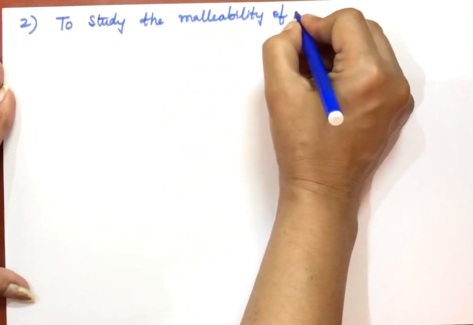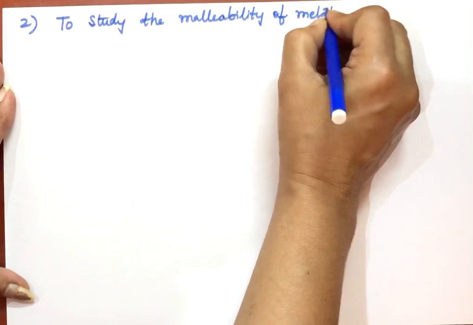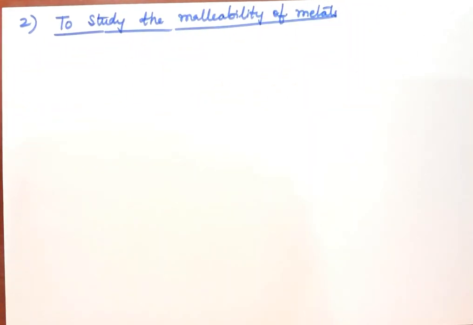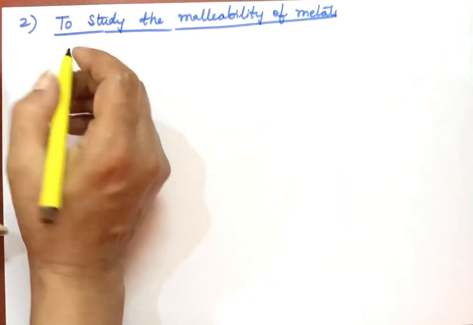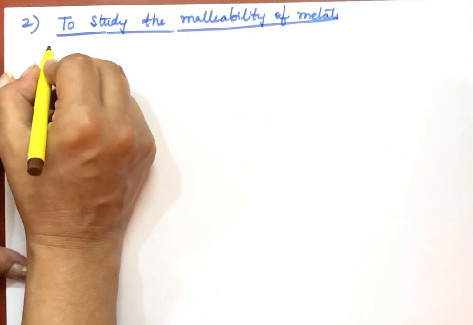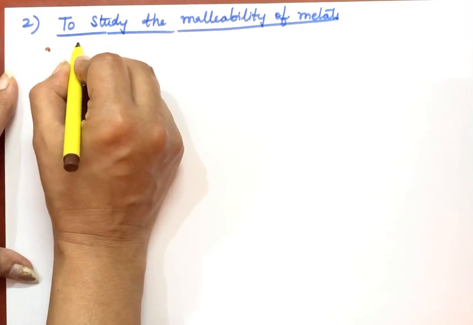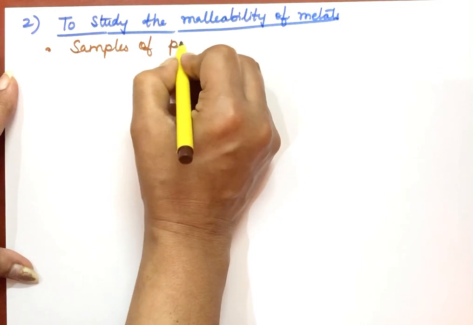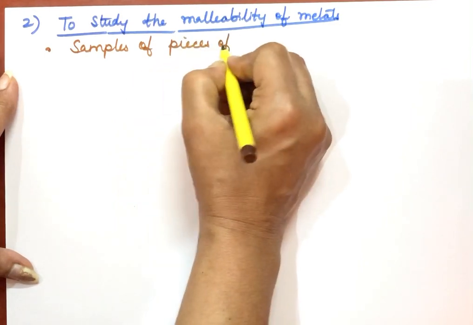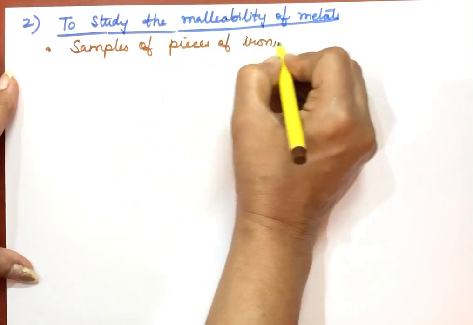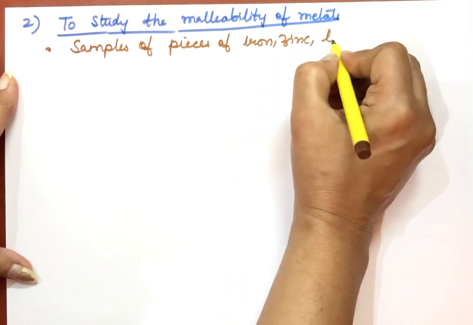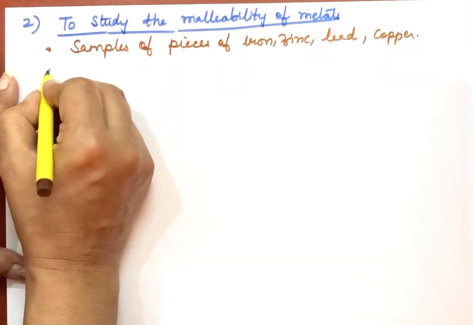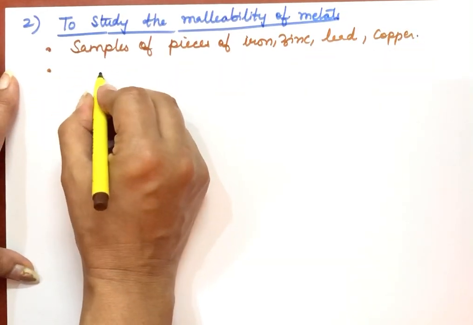To study malleability of metals, that we can change the metals into thin sheets. For this, what we will do is that again we'll take some samples of metals. We can take iron here, just small pieces of iron. Then zinc we can take, lead we can take, copper metal we can take, and place these metals on a block of iron like this.